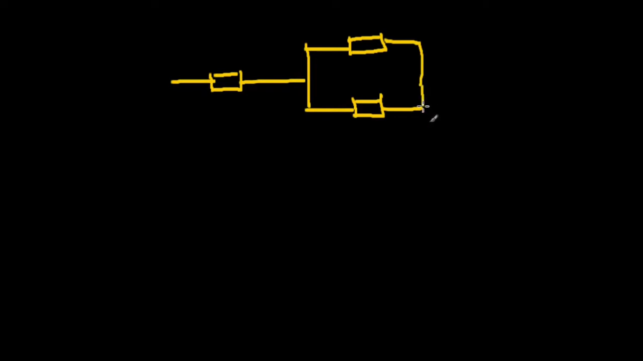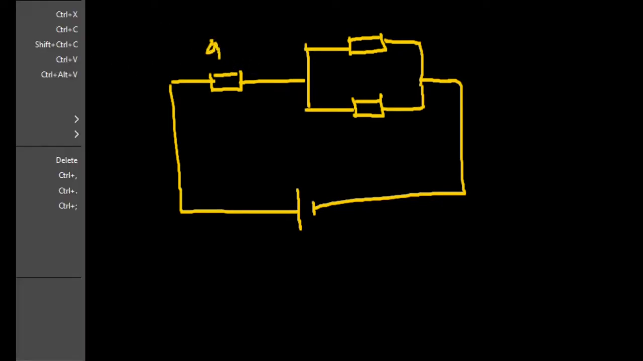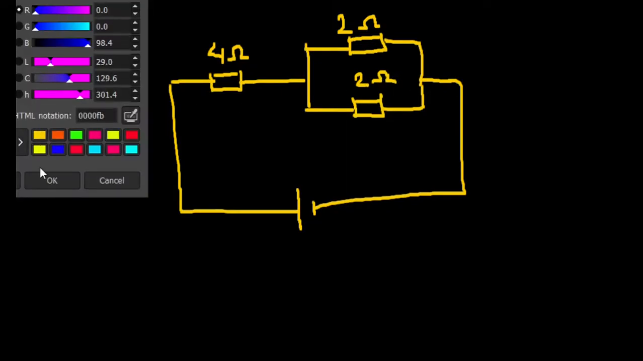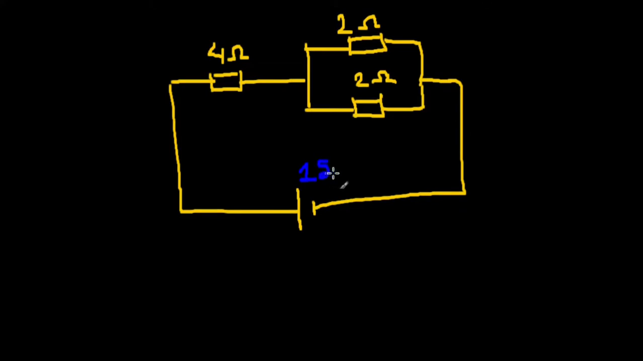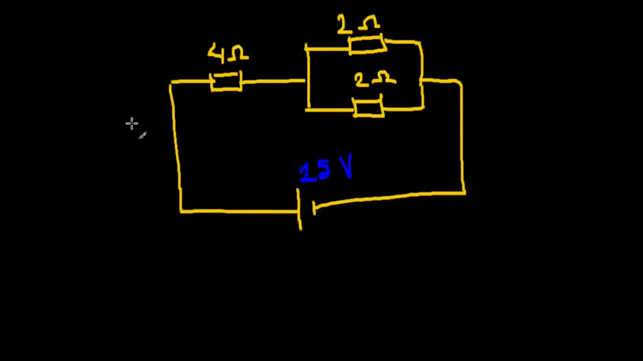Suppose you have 4 ohms. All right, and I'll just draw a cell here, although it's not really necessary. For this one, I'll again just find the current, like we have been doing. So 4 ohms, 2 ohms, 2 ohms, and let's say that this is 15 volts. Alright, so here, this is the current.